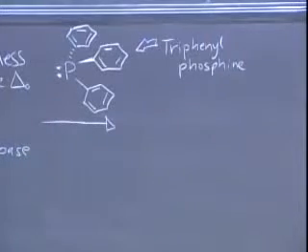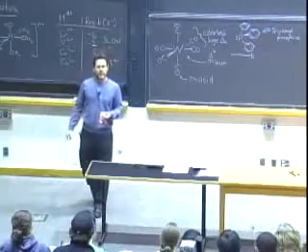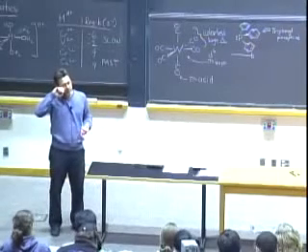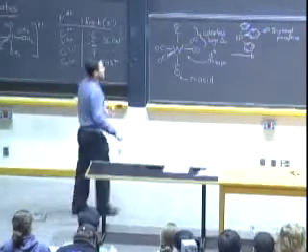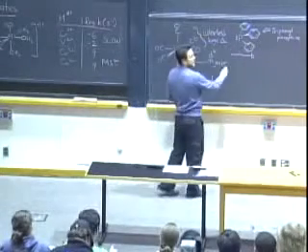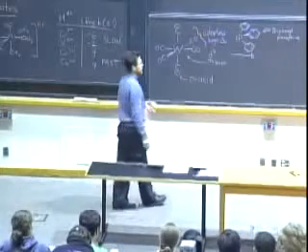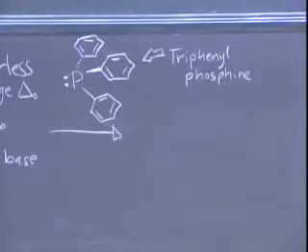In fact, one of the Nobel laureates that I may have mentioned in passing this semester, Sir Geoffrey Wilkinson, used triphenylphosphine as a ligand in the preparation of what is now universally known as Wilkinson's hydrogenation catalyst. So this ligand is quite common indeed and well known.